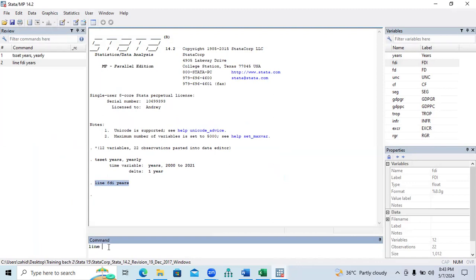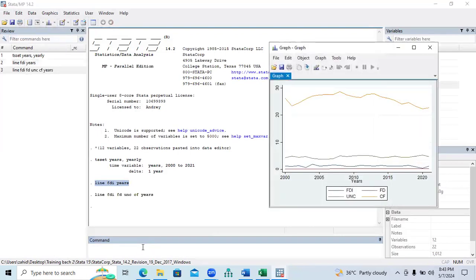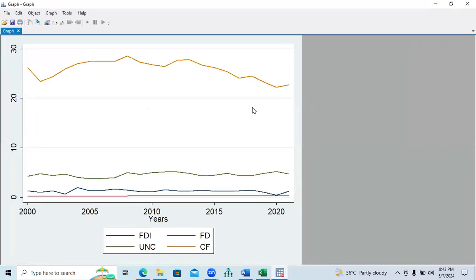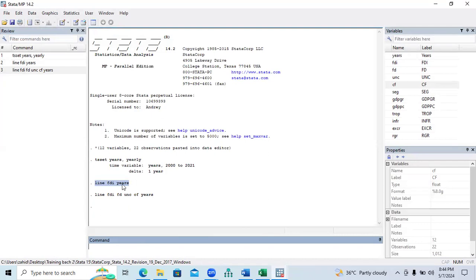For example, line FDI, FD, uncertainty, CF. For example, these are the variables, and then years. So it will show me a combined graph, but it is not recommended because it is not showing very good visuals. The capital formation is shown as an orange line, while the others are shown in different colors. So it will represent the lines like this. If you need to create trends of different variables, you can use this command.